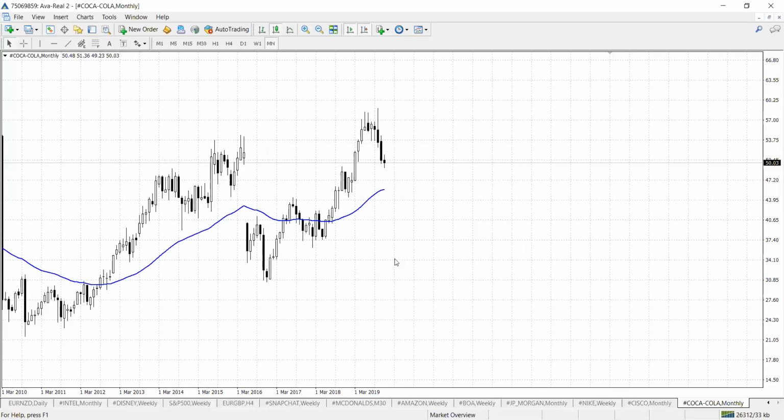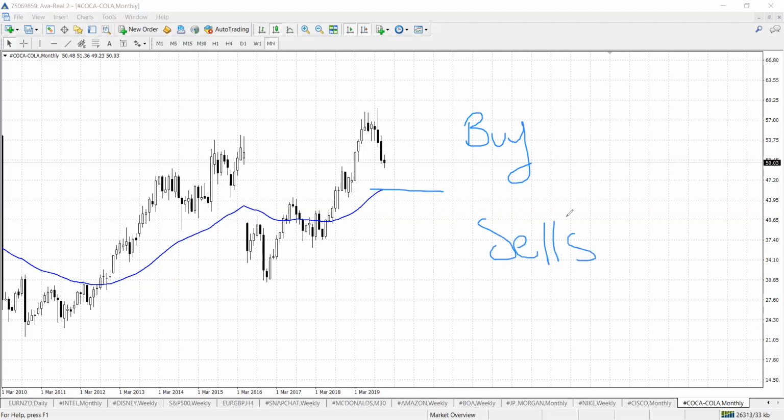Now, why am I doing this? As a technical tool, applying this exponential moving average will allow you to know where is the price. Remember, as long as the price is above the moving average, we want to look for buys. As soon as the price is trading below such moving average, then we look for sells. Simple methodology. There's nothing difficult about this.